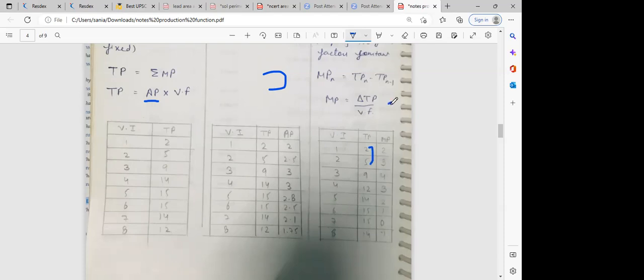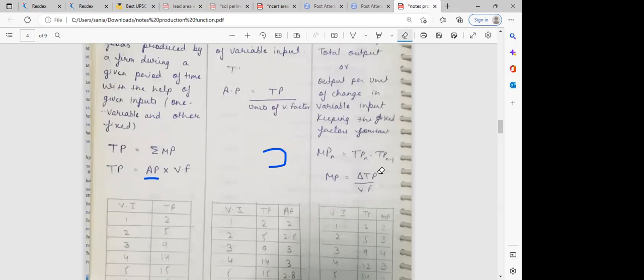And what is the variable factor over here? It is 1 changing, right? So you will write 3 divided by 1. You got this MP, 3. So this is the other formula for you. Usually we go for the first formula because it is easy, and this one is an unnecessary problem. But if it is given in the question that delta TP is this, then you will use this formula only, right?